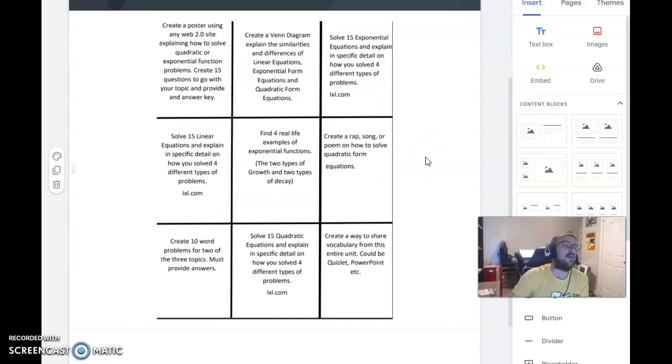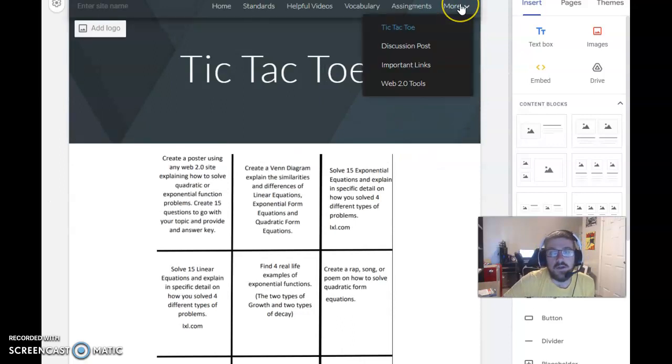This hits our UDL guidelines because it is very open. So create a rap song or poem. They can do it however they want. It's not something specific like you have to solve this or do this. There are some solve this using these sites, but it's just one of the three things that they have to do. It's very open and free. It is letting them use whatever way is best for them to explain and solve and show that they understand what is going on in this unit. So it does hit our UDL for equity.